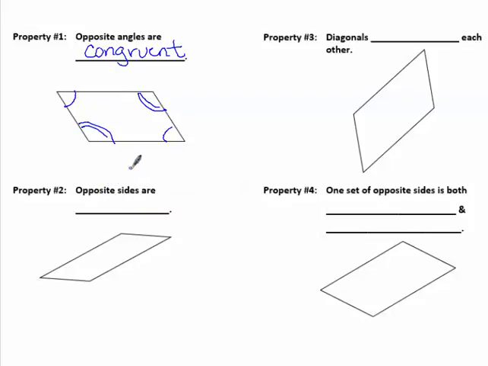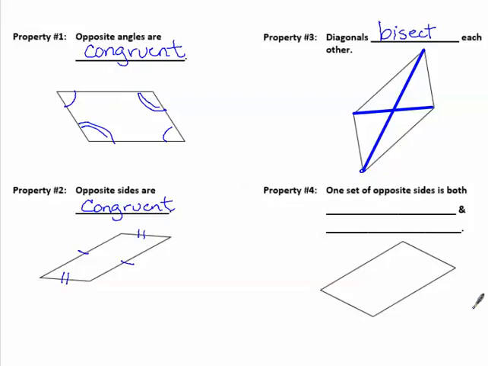Property number 2 tells me that opposite sides are congruent. And when I mark congruent sides, I use hash marks instead of arrows. So my opposite sides are congruent. Property number 3 tells me that the diagonals bisect each other. So first of all, what's a diagonal? A diagonal is when you connect one vertex to the opposite vertex. So we're going to go ahead and do that now.